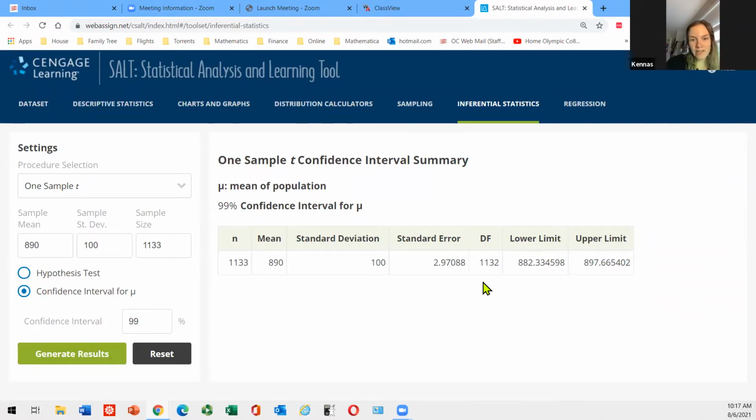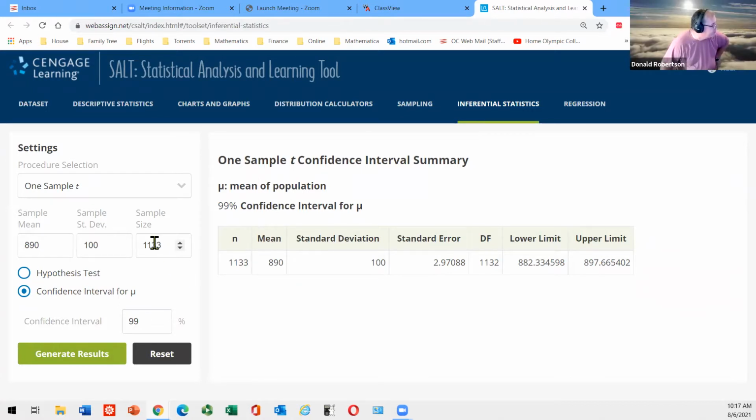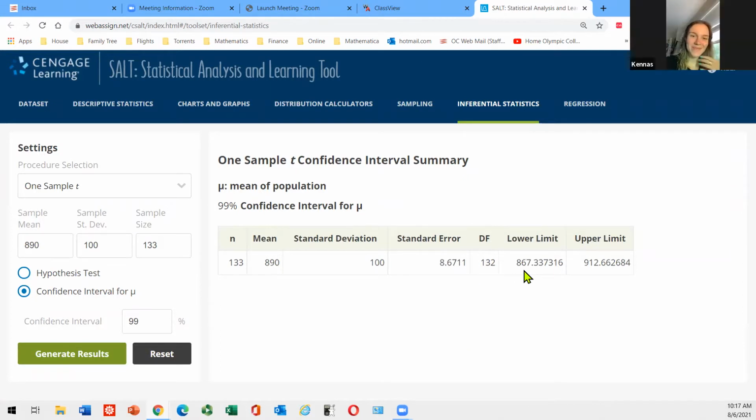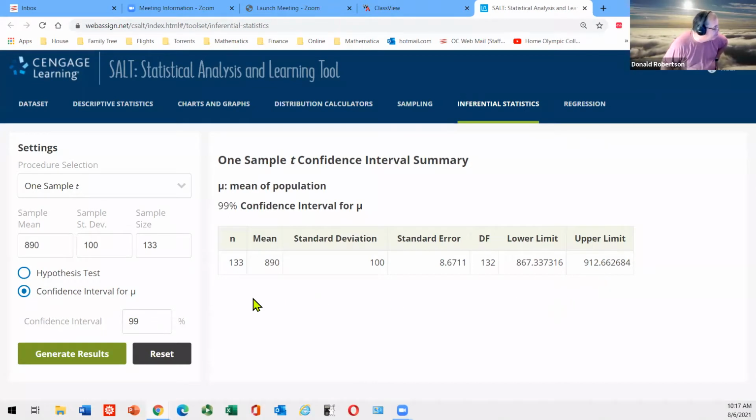Your sample size is 1100. I don't know if that's changing it. Oh God, yes. Did you see I typed in sample size 1133? I had one too many. Let's do it again. Now 867.3 and 912. That's a bit better.